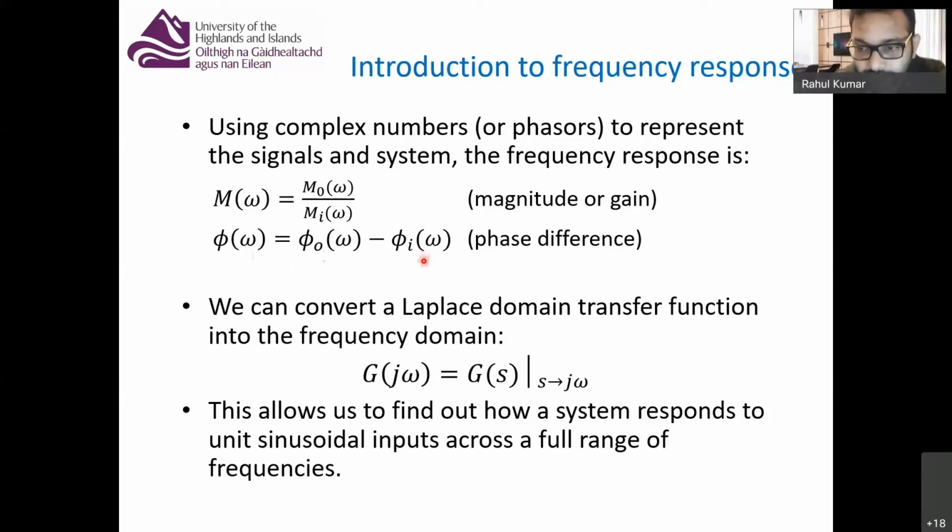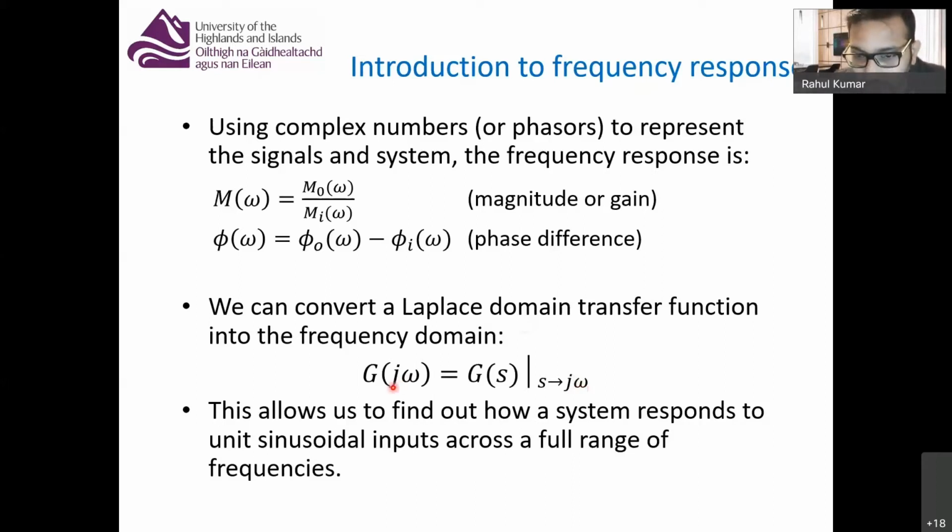Now, generally, we are given the transfer function of the system. Transfer functions are usually in the Laplace domain, so in the S domain. We can convert them into the frequency domain by replacing S with j omega. So if you are given any transfer function and you replace S with j omega in that equation, you get an equation in j omega instead of S.